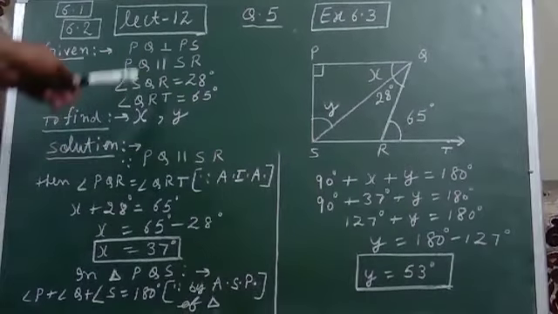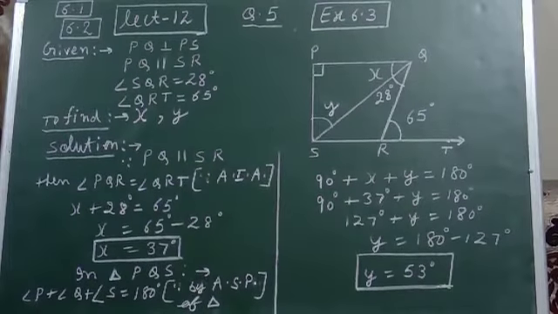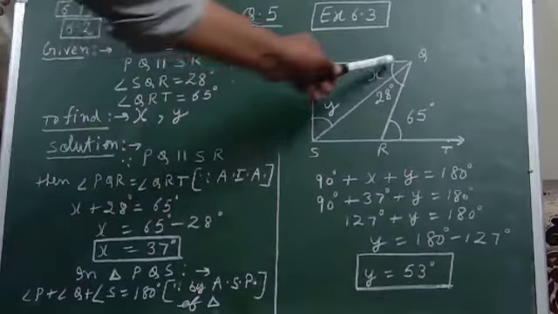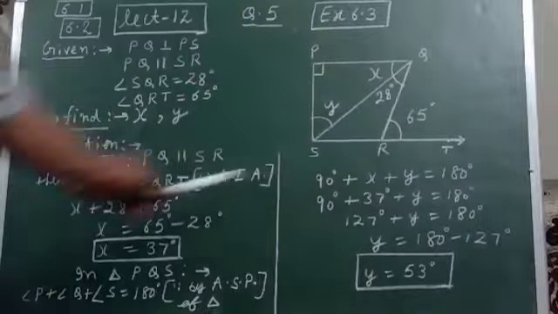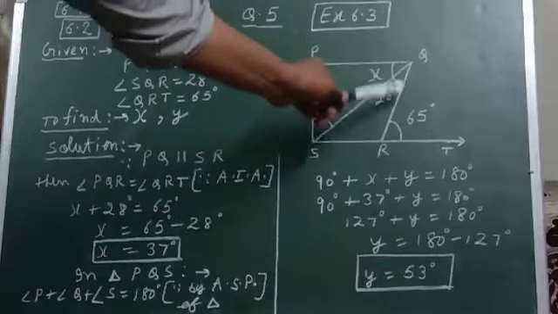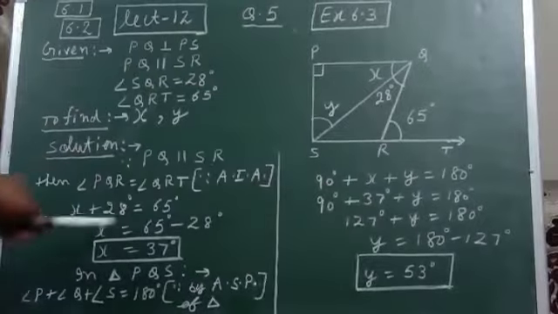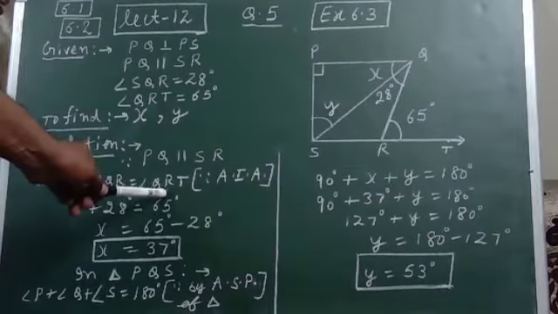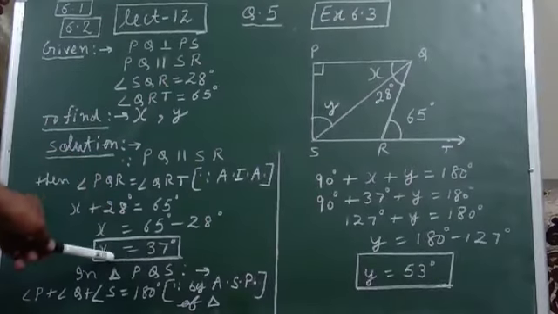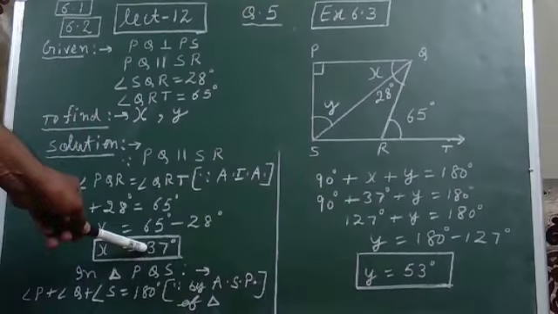So solution. We will start with parallel lines, and you know very well where lines are parallel, then generally we use alternate interior angle. So PQ and SR are parallel, so this complete angle PQR equal to this angle QRT. Now this angle has two parts, X and 28. So I can write here X plus 28. This angle is having value 65. So 28 on this side will become minus. So value of X is 37. So we find out the value of X.